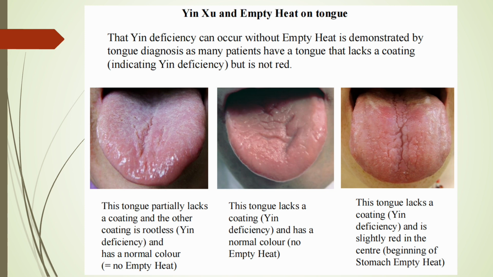The tongue on the extreme left partially lacks a coating, and the other coating is rootless, which means yin deficiency and has a normal color, no empty heat. The tongue in the middle lacks a coating, so yin deficiency, and has a normal color, no empty heat. The tongue on the right lacks a coating, yin deficiency, and is slightly red in the center, which means the beginning of stomach empty heat.